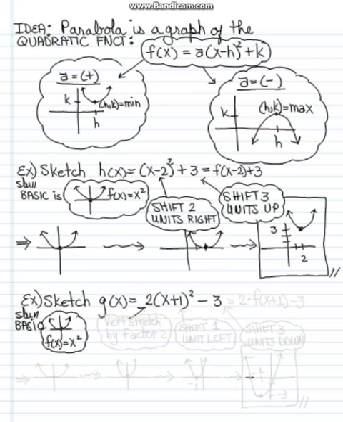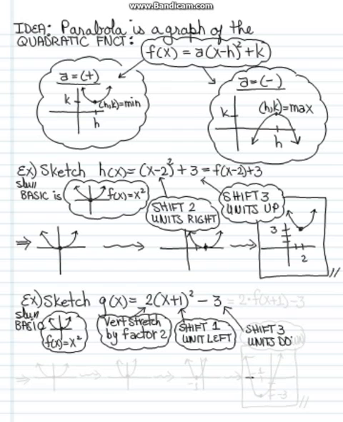The 2 in the front indicates that we're going to have a vertical stretch by a factor of c equals 2. So it's going to be stretched thin in a vertical direction. The 1 being added to the x means we're going to shift 1 unit to the left. When you add to the x coordinate, you shift to the left. And then the minus 3 outside of the function says we're going to shift 3 units in the down direction. So what we actually have here is 2 times f of x plus 1, and then minus 3 outside of the f evaluation.